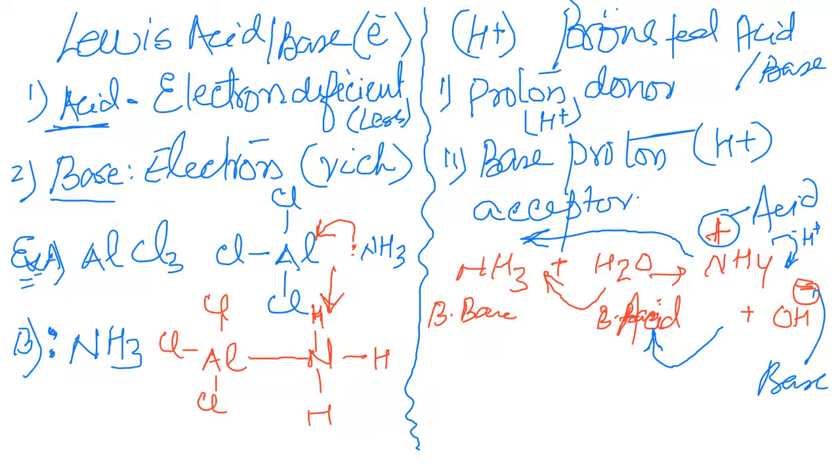If this is base, its conjugate acid is this. If this is acid, this is the conjugate base, CB. So this is a very important concept I am telling you. You will answer each question easily if you note this down in your book. This concept generally you will not find in the book. I am just explaining a lot.